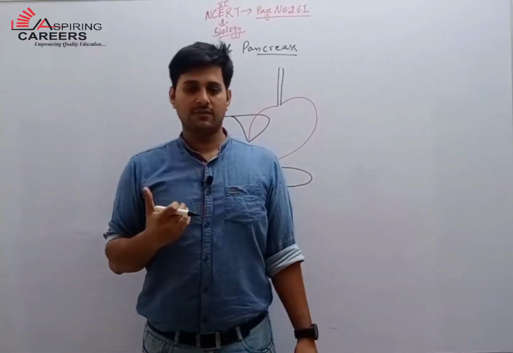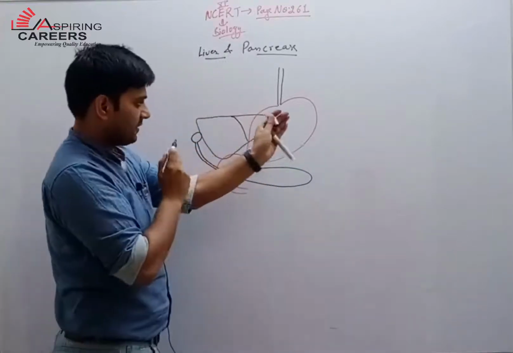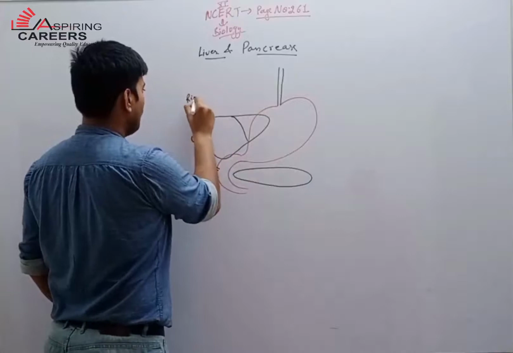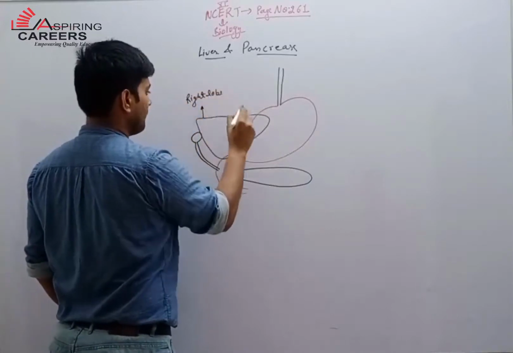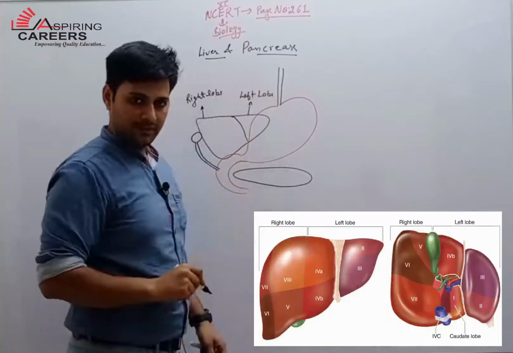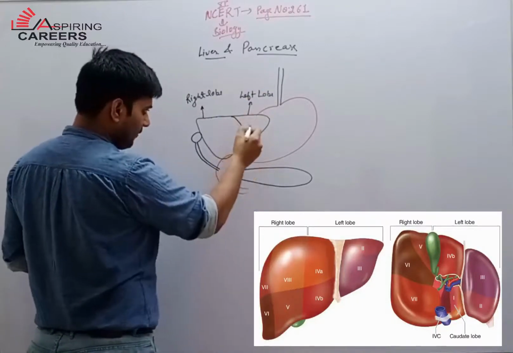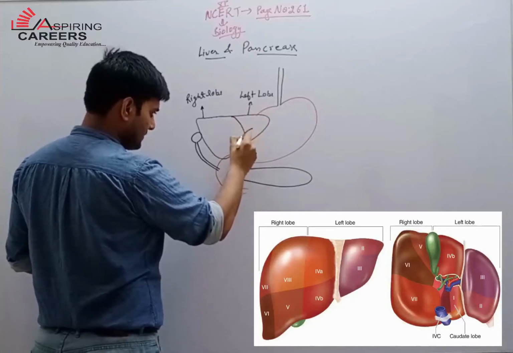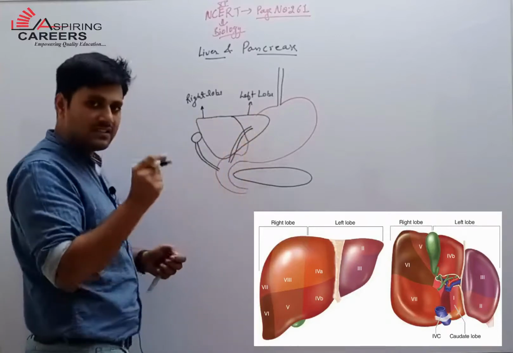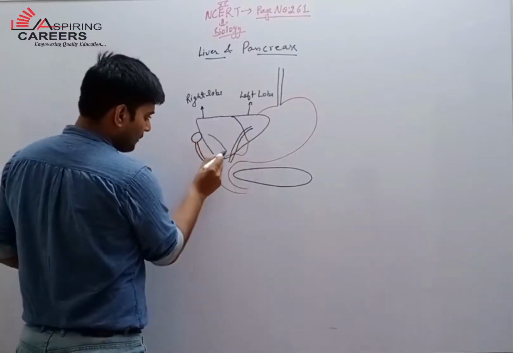First of all, if we stand like this, this part is right and this part is left. But if we draw, this part is left and this part is right. So we will draw like this. This part is right lobe of liver. This part is left lobe of liver. Now, from the left part of liver, one hepatic duct, the left hepatic duct, is released. There is a duct which releases its secretions directly into duodenum. From the right part there is also a duct.